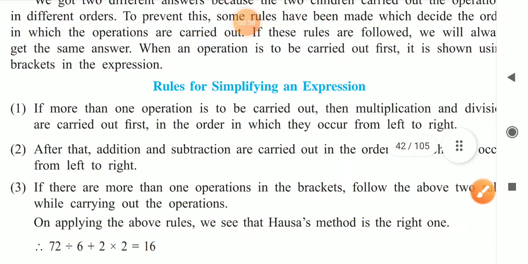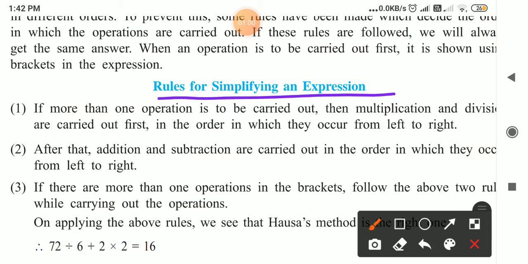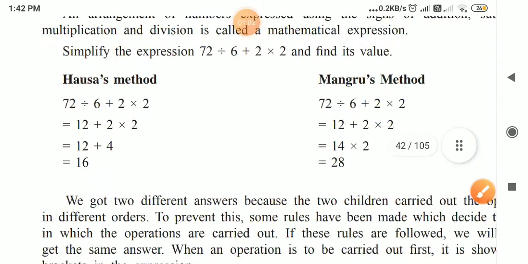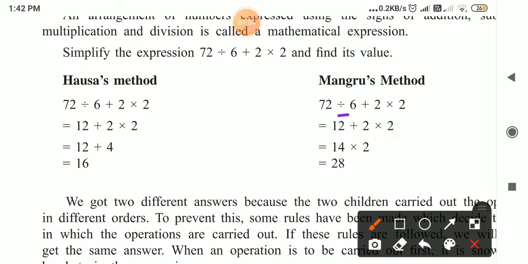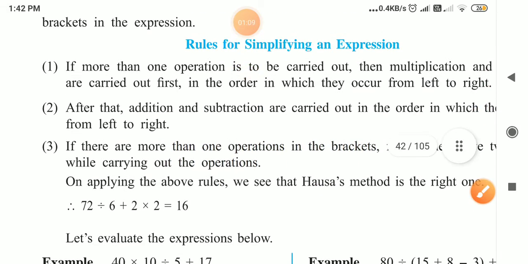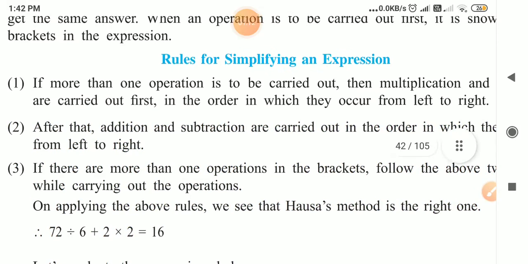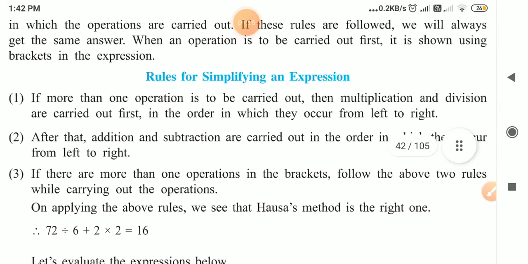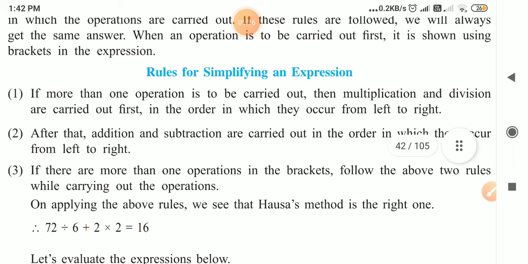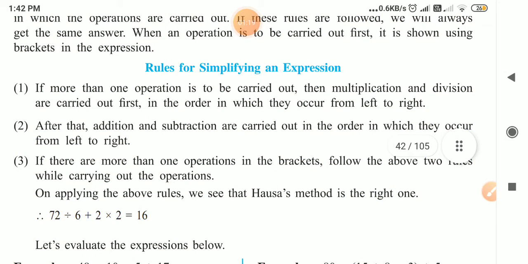Rules for simplifying expressions. Whenever there are expressions with more than one sign, such as addition, multiplication, division, subtraction, we have to follow some rules to solve them. Those rules for simplifying expressions we will see now.